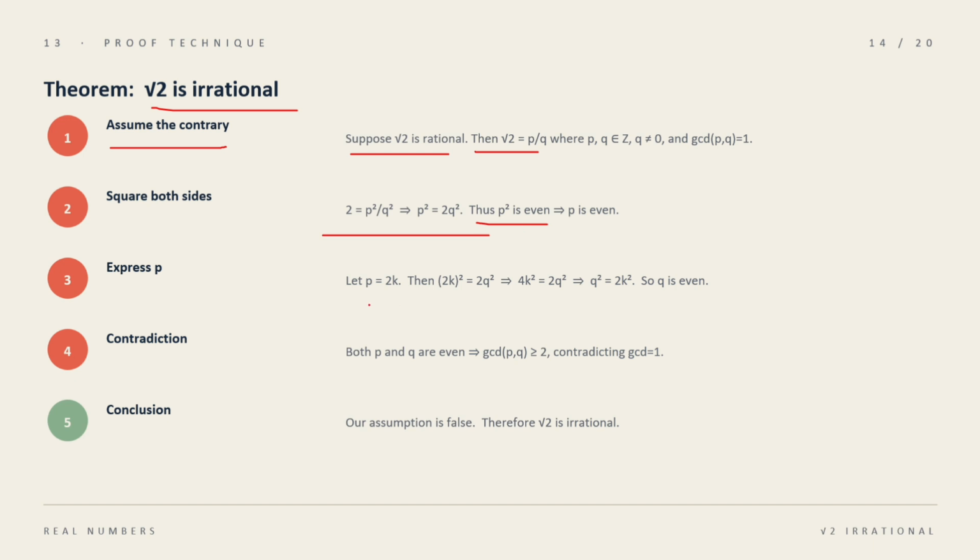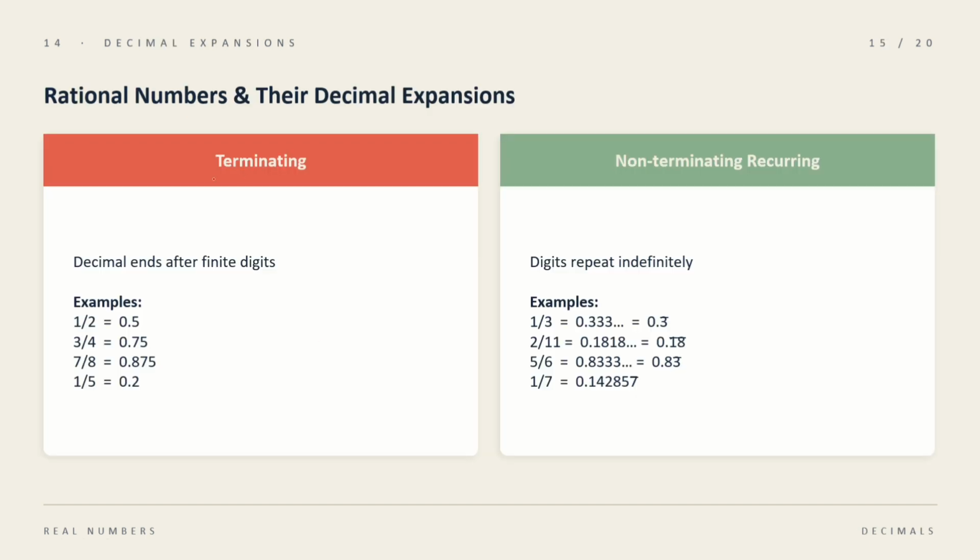If p square is even, then p is also even. Let p be equal to 2k, then squaring, 4k square is equal to 2q square, so q square is equal to 2k square. So q is even. Both p and q are even. The GCD of p and q is greater than or equal to 2, which contradicts GCD equal to 1. So our assumption is false, hence root 2 is an irrational number.